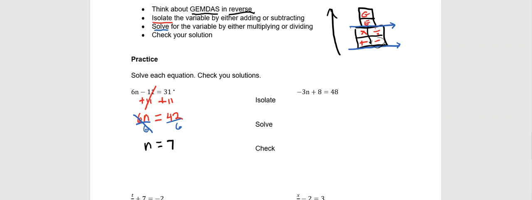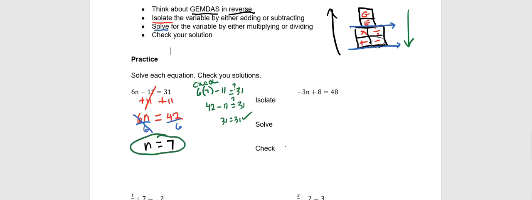If I want to do a check, my check would have to be done by taking the 6, not times n anymore, times 7, subtracting 11 from it, and seeing if it equals 31. So this is my check over here. This is where now I use my order of operations from the top down. So 6 times 7, there's my 42, minus 11. Does that equal 31? 42 minus 11, 31, equals 31. There's my check. So my answer I'm happy with. I like to put a finishing touch of putting a circle around it. So I'm all set. So that in a nutshell is how we solve two-step equations.